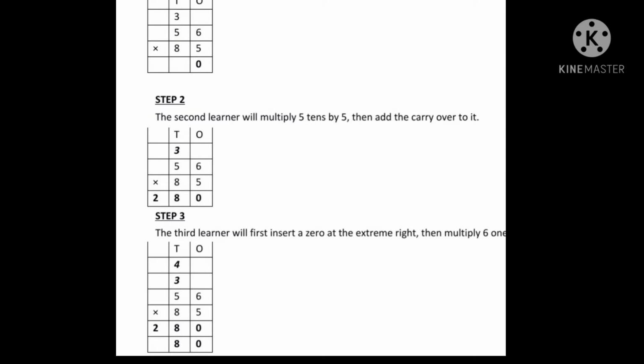Then step 3. The third learner will first insert a 0 at the extreme right, then multiply 6 ones by 8 and the result that we get is 80. Now the step 3 goes like this. The third learner will insert a 0 at the extreme right and then multiply 6 ones by 8 and the result that we get is 80.